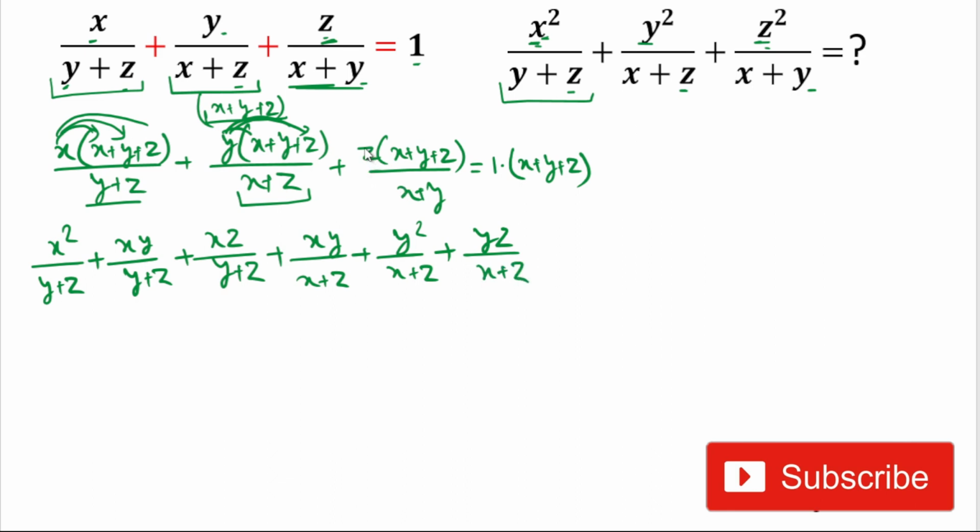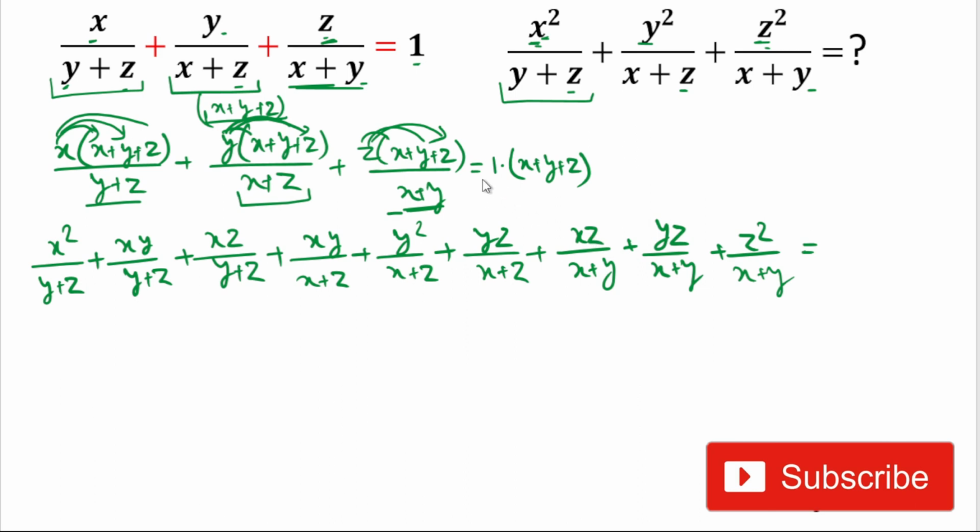Now the third term, that is z and x, we write xz over x plus y. Now z and y we write yz over, in the denominator, x plus y. Now z and z square, so we write plus z square over x plus y, that is equal to, and here multiplying 1 with x plus y plus z, it will be x plus y plus z.